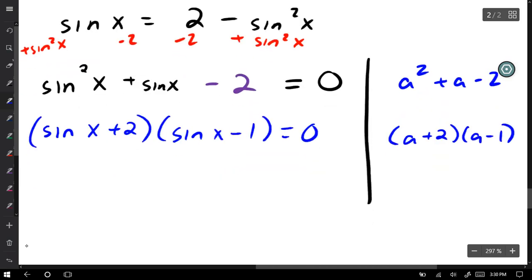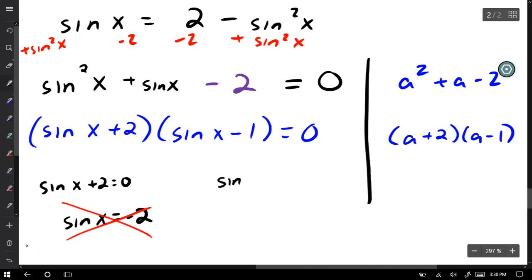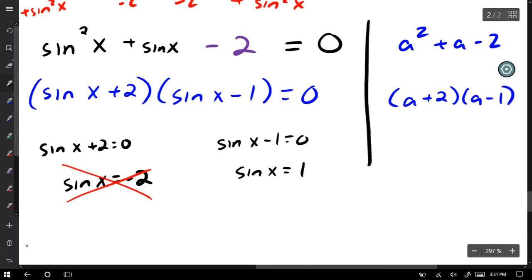Same format for solving. Set each one equal to 0. First, I get sine of x equals negative 2, which remember, you can't go beyond negative 1 or 1. So I can throw that one away. Sine of x minus 1 equals 0. I see sine of x equals 1. And for me, that only occurs at one spot. It's where x equals 90 degrees.